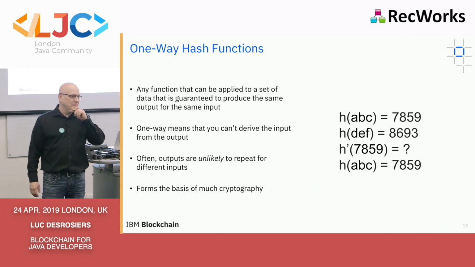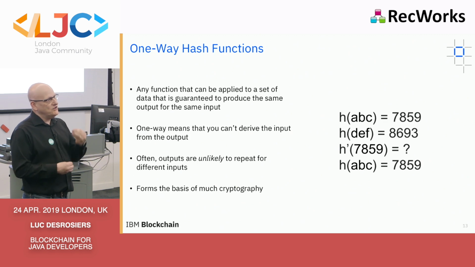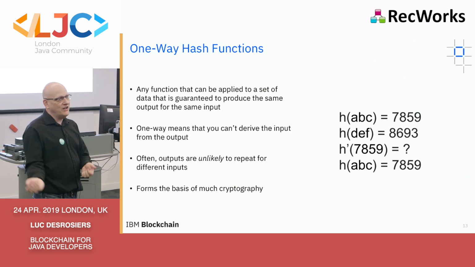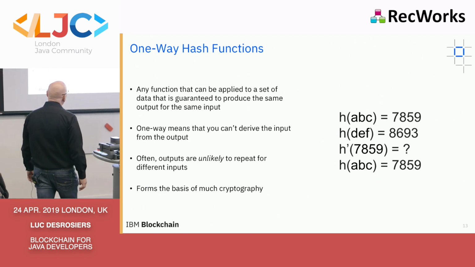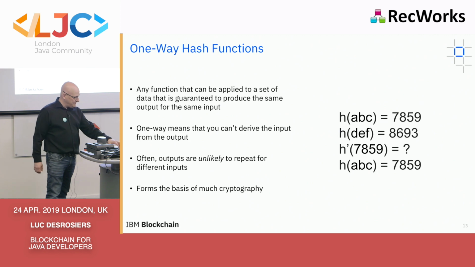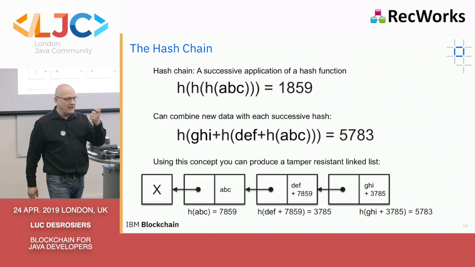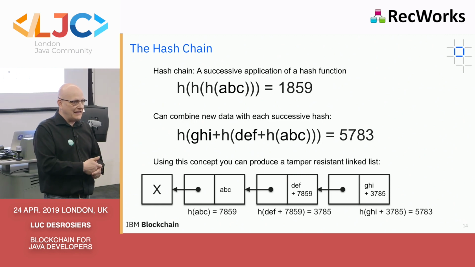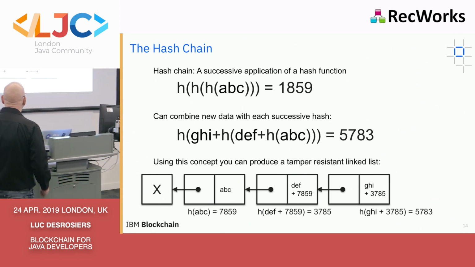One-way hash function, like a Java hash table. The idea is a function where you take an input and generate an output, but from the output, even if you know the formula, you cannot infer what the input was. Then you've got hash chains. So essentially, I can take a value, hash it, and hash the output of that hash, and I can do that multiple times. I can also combine information.